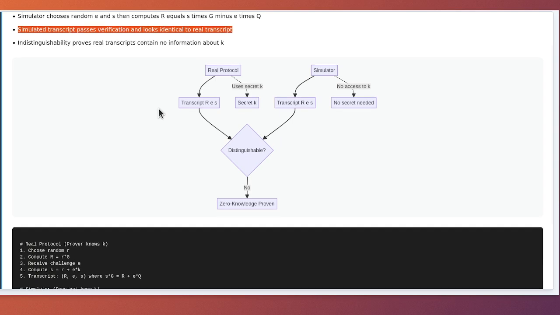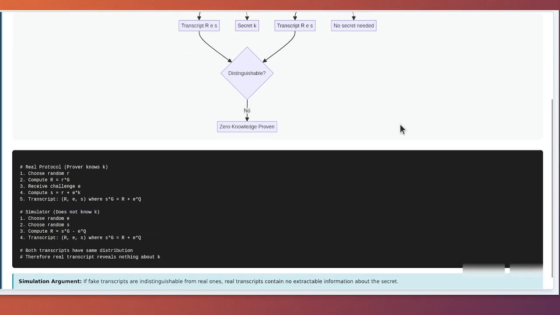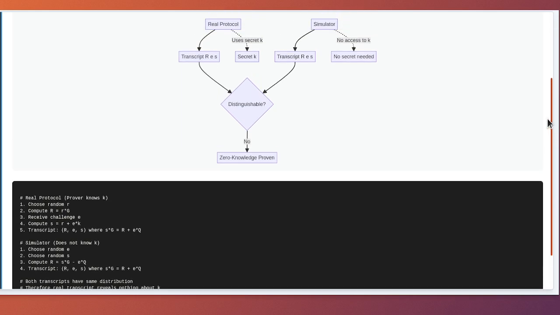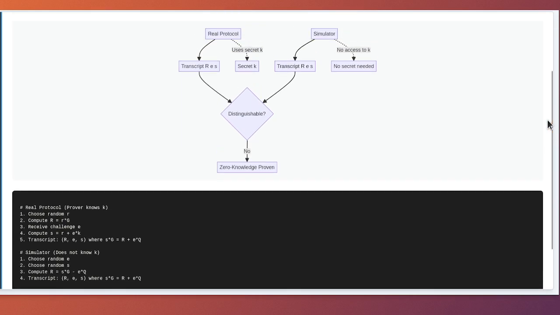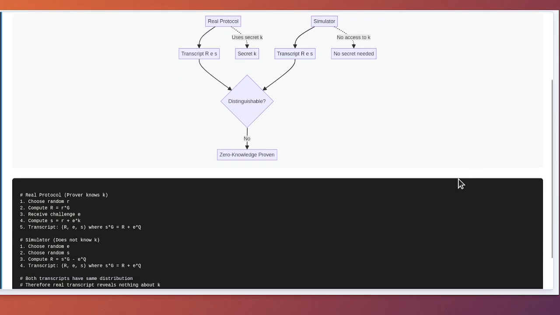The simulator works as follows. First, the simulator chooses a random challenge E. In the real protocol, the verifier chooses E, but the simulator gets to choose it because we are creating a simulation. Second, the simulator chooses a random response S. Again, in the real protocol, S is computed from R, E, and K, but the simulator just picks it randomly. Third, the simulator computes R equals S times G minus E times Q. This is the clever part.